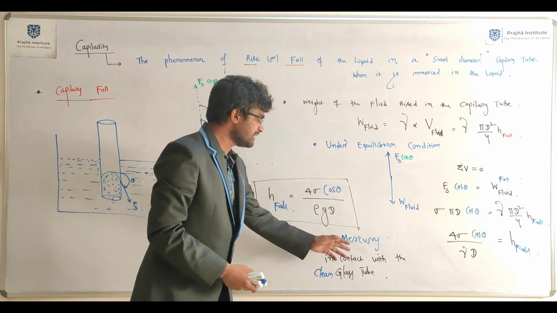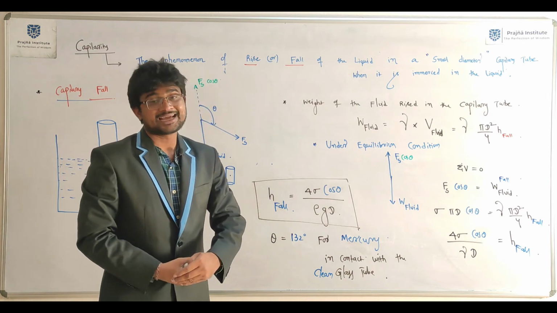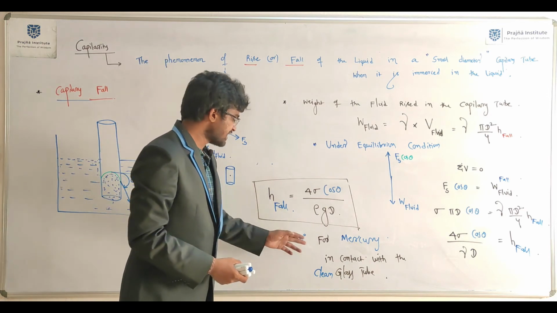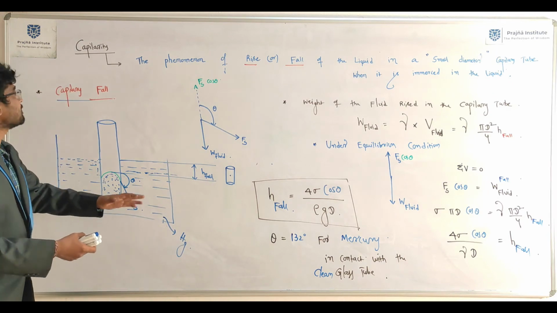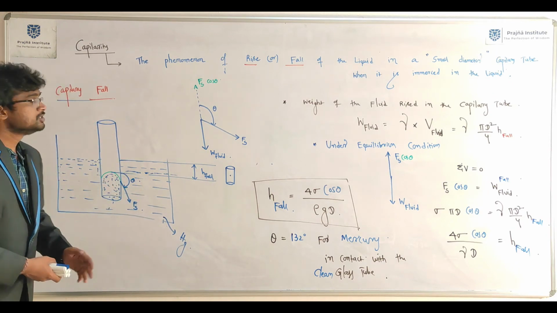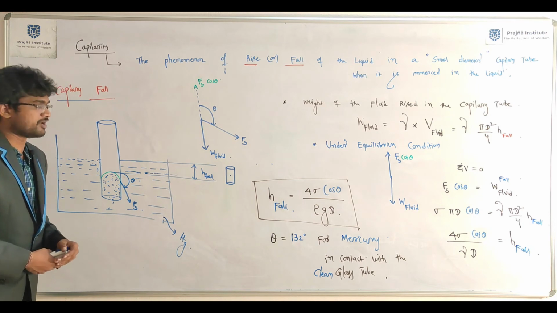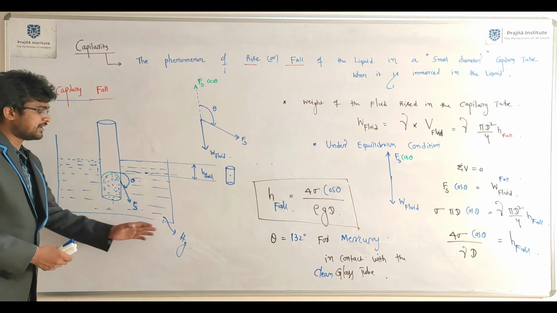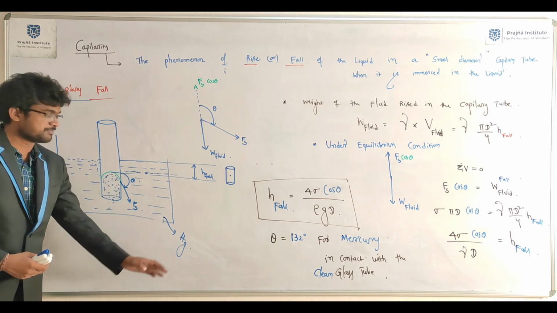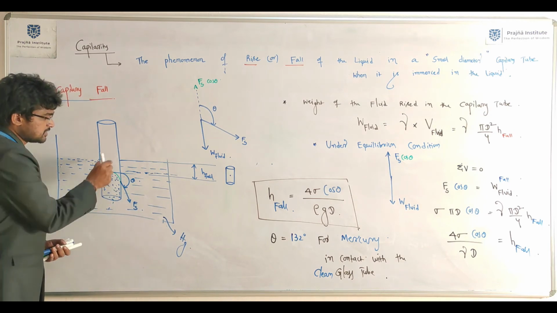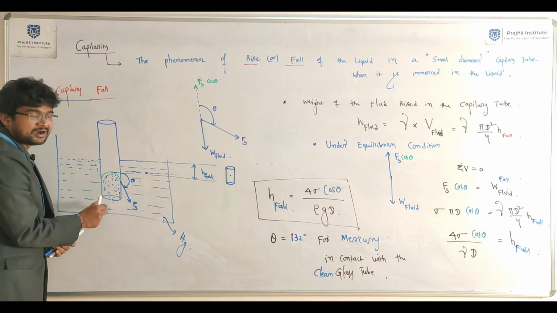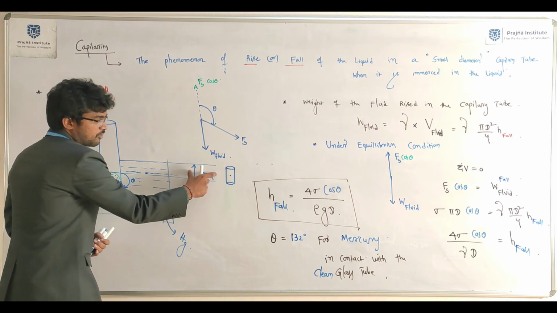For mercury in contact with a clean glass tube, here theta equals 132 degrees. Okay? So it is all about capillary fall. You will see this particular case when a tube is inserted or immersed in the mercury. In that case, you will get convexity. Just this much amount of fluid has fallen. So the amount of fluid fall is H fall.